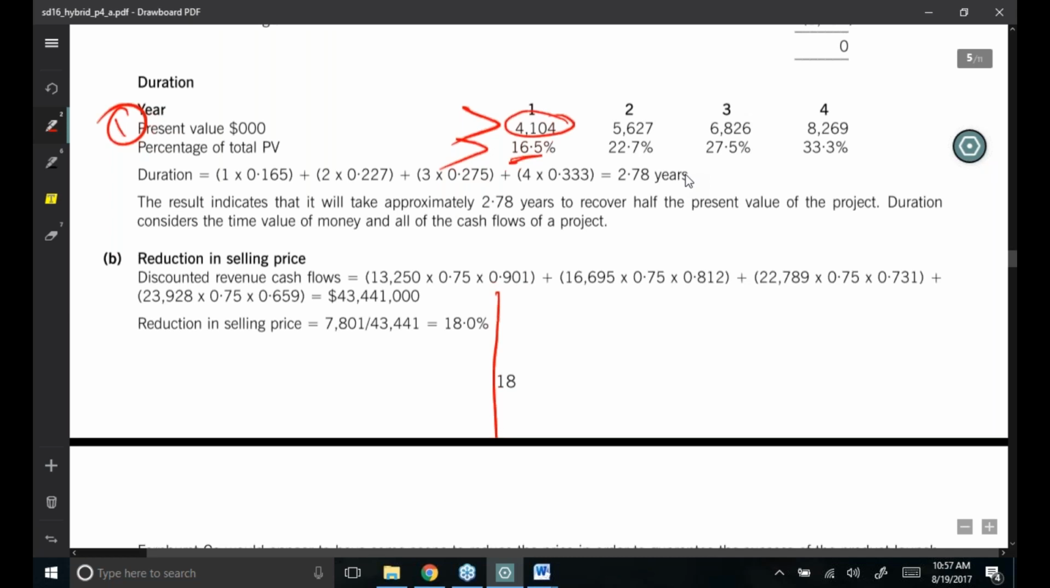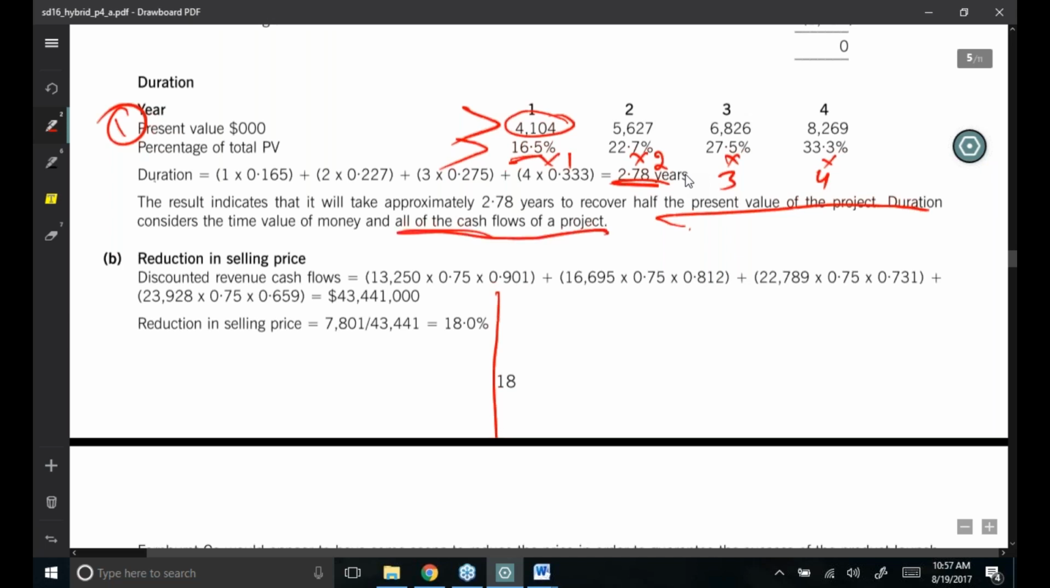And the third step is calculate the weighted average years by multiplying each year proportion with relevant year. Like 16.5 will be multiplied with 1, 22.7 will be multiplied with 2, this will be multiplied with 3, and this will be multiplied with 4. And then by taking total, duration will be 2.78. This result indicates that it will take approximately 2.78 years to recover half the present value of the project. Duration considers the time value and the whole cash flows of the project.